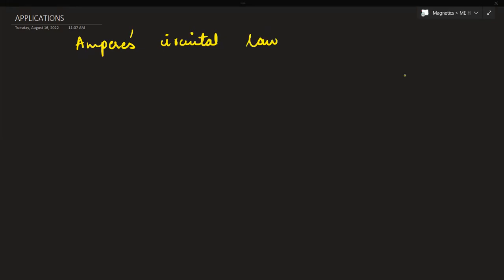Ampere's circuital law was equal to what? The closed integral of B dot dl was equal to mu naught times the current that was flowing. Fine. B dot dl is equal to mu naught I.